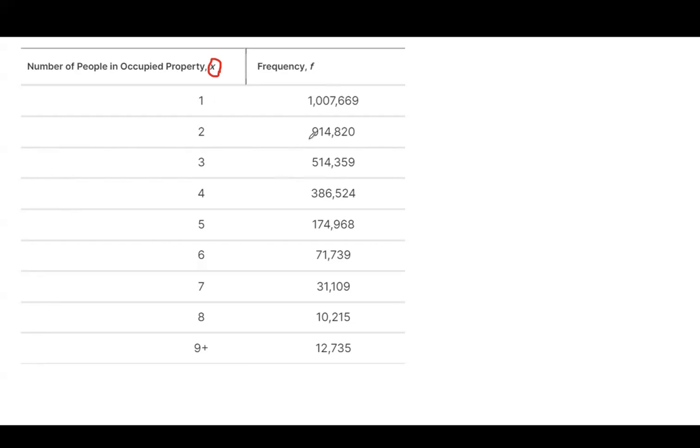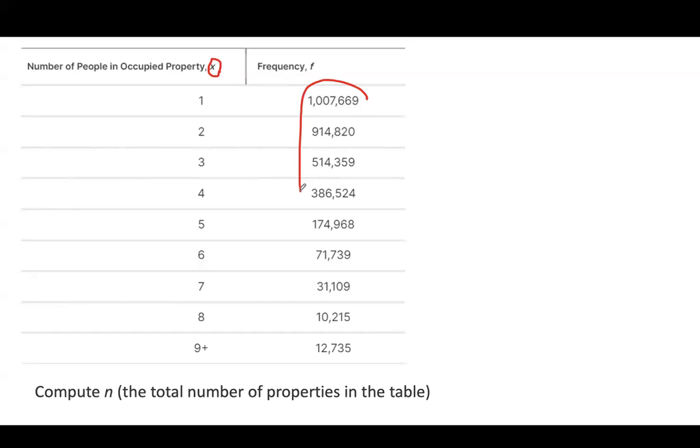Okay, 914,820 have 2 residents. 514,359 have 3 residents. 386,524 have 4 residents. And as you can see, the numbers start decreasing. So take a look. First of all, we want to compute the total number of properties in the table. We're going to add all of these numbers together and it's going to be a large number.